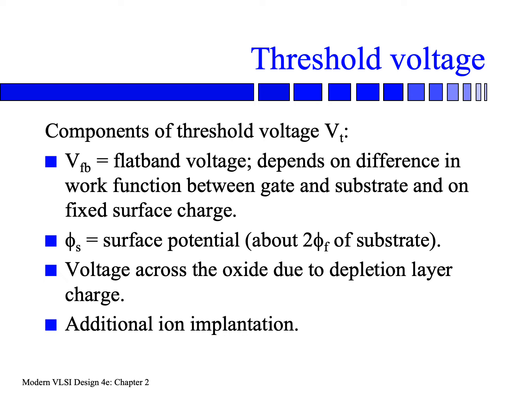Then the second component of the threshold voltage is called the surface potential, which is a multiple of the so-called bulk potential, or the Fermi potential of the substrate. This is actually a characteristic of the substrate properties. And then also, because there's a depletion layer. Depletion layer means that the charge will be moving across the boundaries.